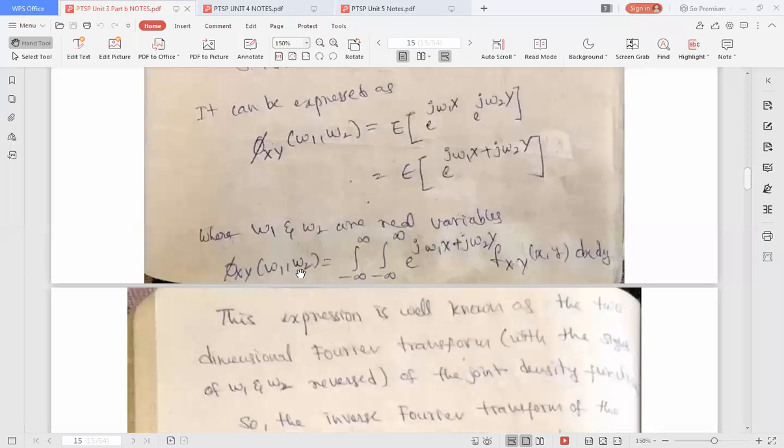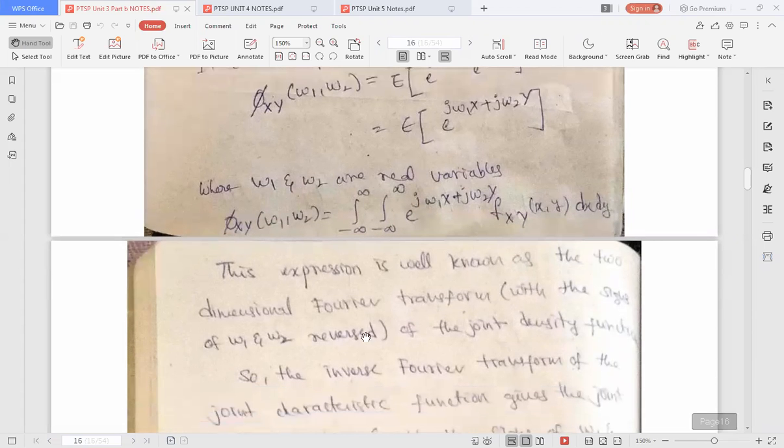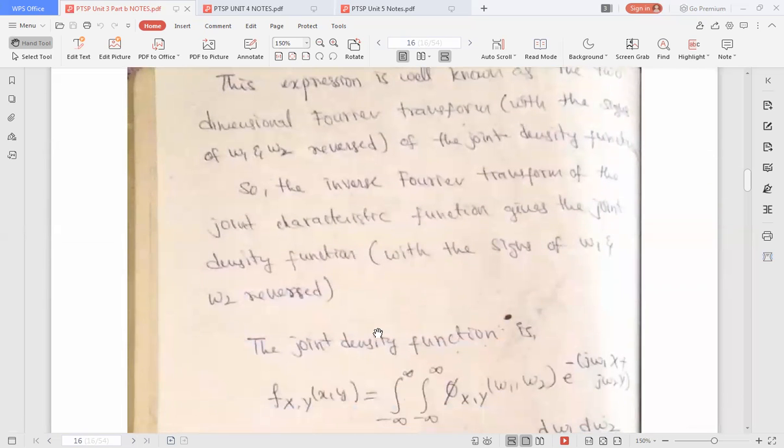Okay. So here what is the formula for joint characteristic function? Phi xy of omega 1, omega 2 is equal to integral minus infinity to plus infinity, integral minus infinity to plus infinity, e power j omega 1 x plus j omega 2 y, f xy of x comma y dx dy. Okay. So if you observe this formula, this is the formula for two-dimensional Fourier transform. Instead of plus here we should have minus. So this is the formula for two-dimensional Fourier transform with the signs of omega 1 and omega 2 reversed.